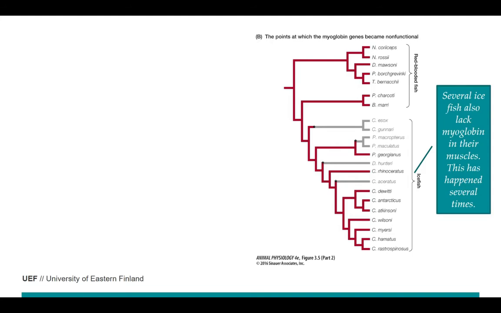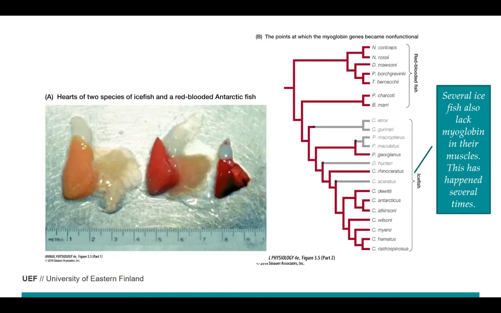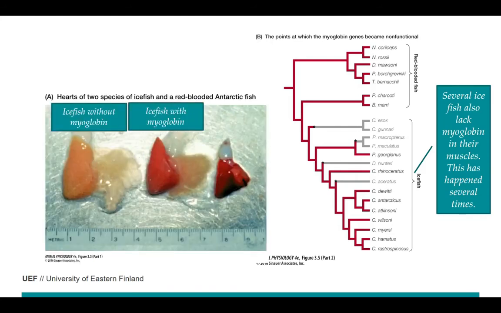And how is this myoglobin then affecting? Well, there are two hearts of ice fish, and then one heart of a red-blooded fish on the right. As you can see, in both cases the heart is very large compared to the red-blooded fish. But you can see that the ice fish without the myoglobin is also very pale.